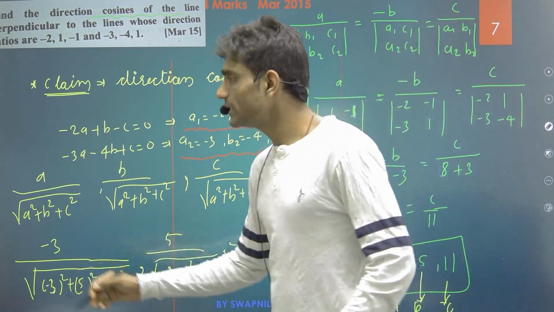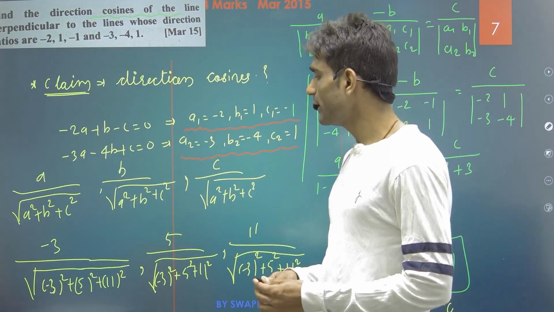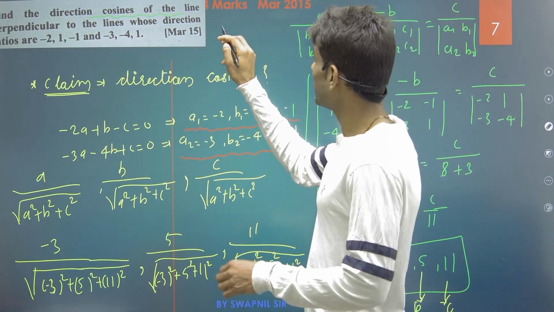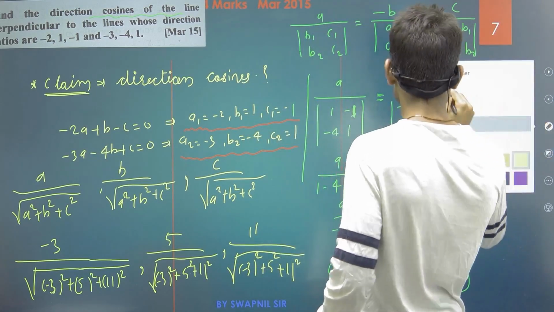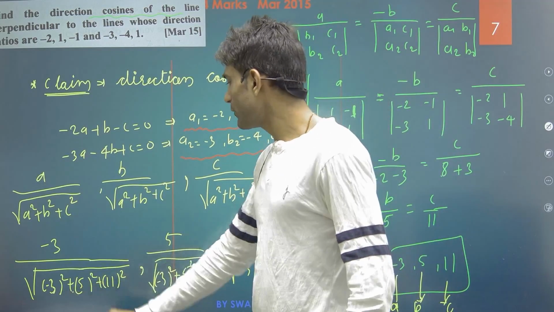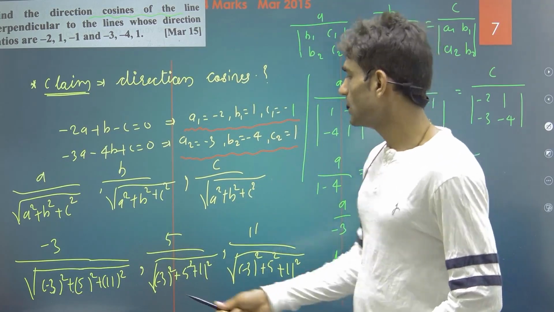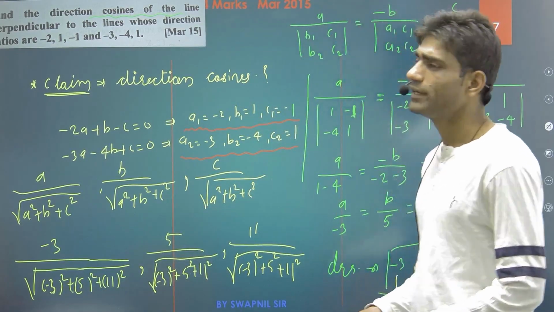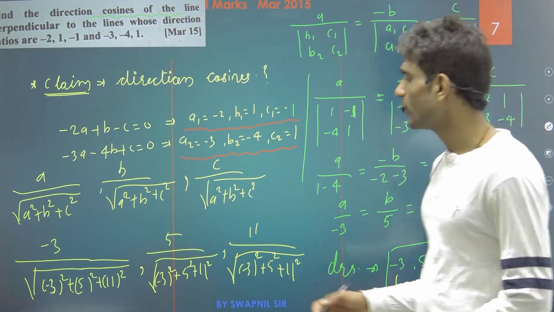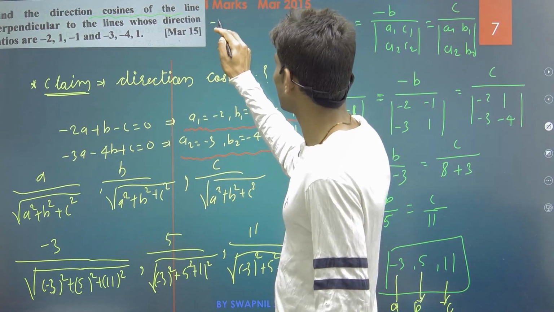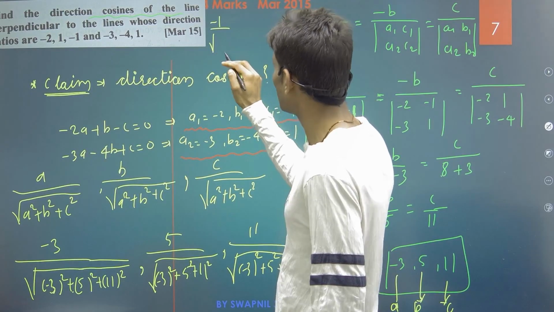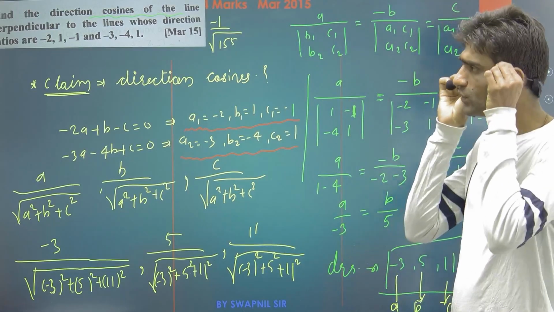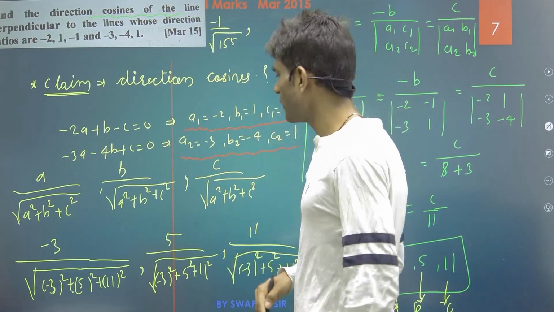So minus 3 square goes to 9, 5 square is 25, and last, 11 square is 121. So 121 plus 25 plus 9. 121 plus 9 is 130, and 130 plus 25 gives 155. So our first direction cosine can be written as minus 3 upon square root of 155, as we don't have 155 as a perfect square of any number, so keep it as it is.